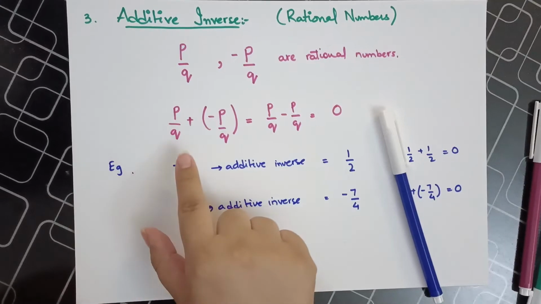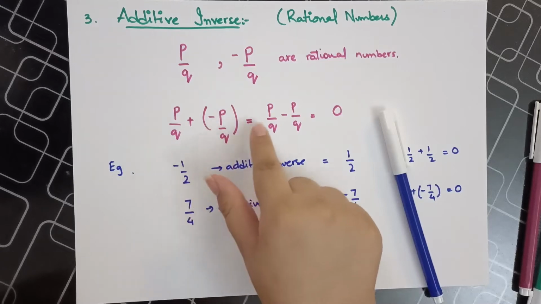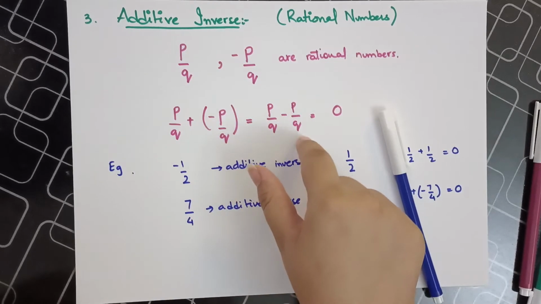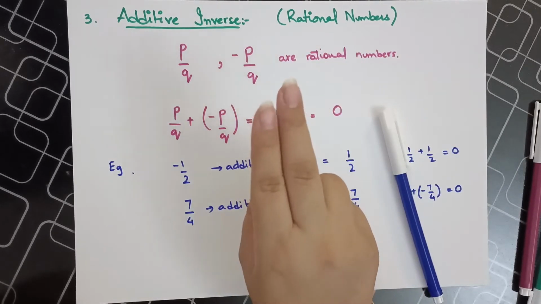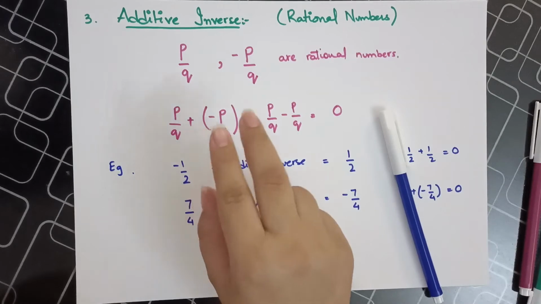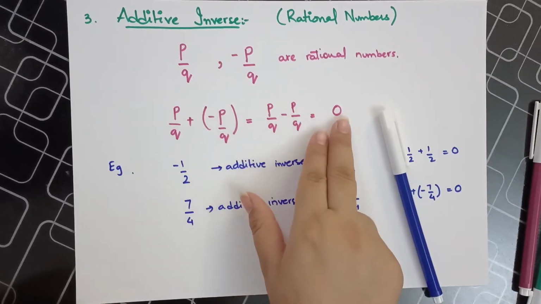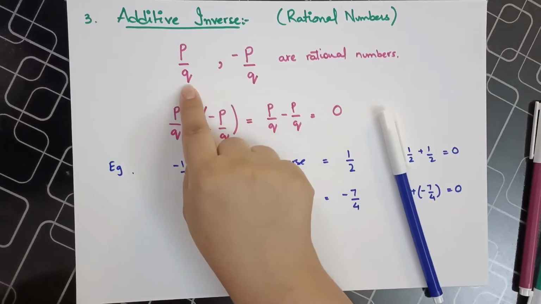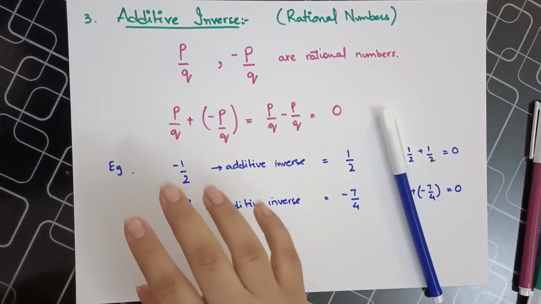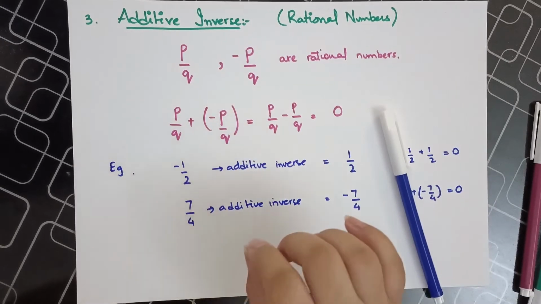Okay, so if you add these two numbers together, p upon q plus minus p upon q, which becomes p upon q minus p upon q, this is equal to 0. Which means that whenever you add the actual number and a number with the opposite sign to it, the resulting answer should be 0, which means that minus p upon q is the additive inverse of p upon q. Okay, let me explain it with some proper numbers so this will be cleared up if you still have any confusion.